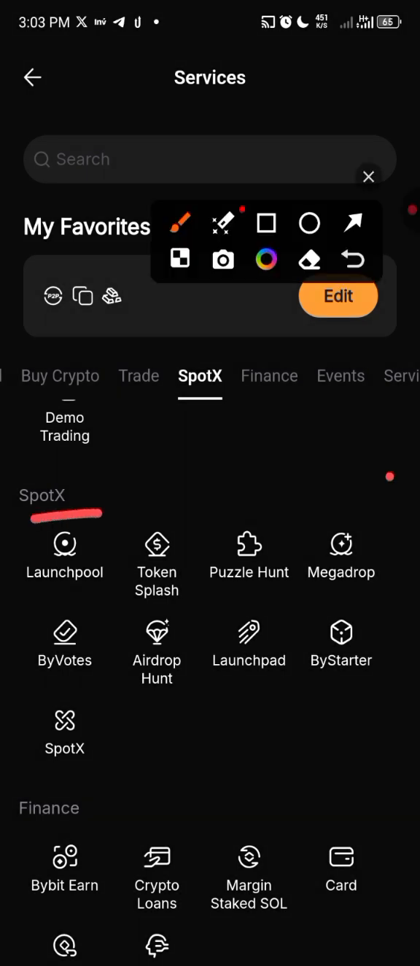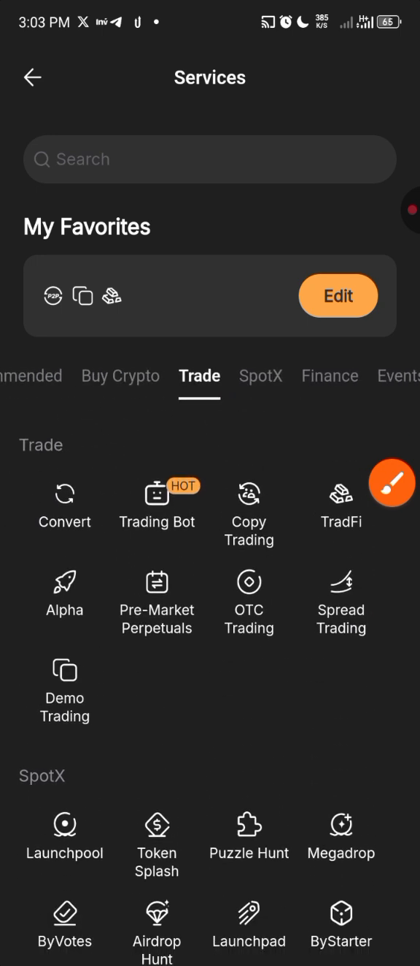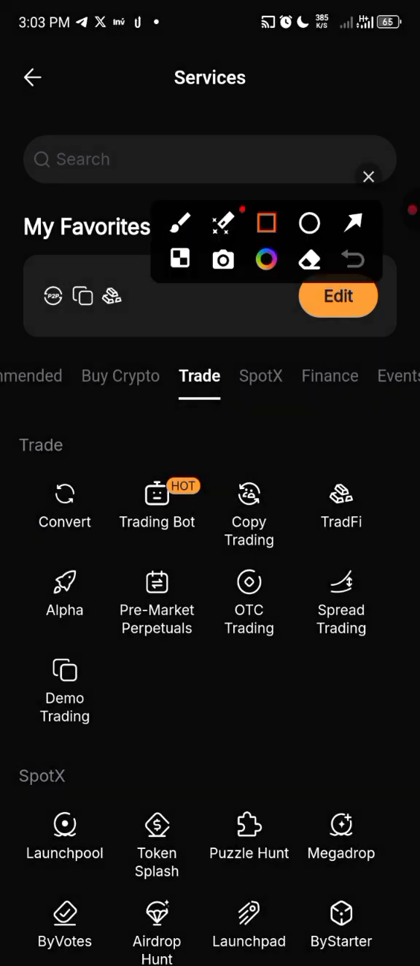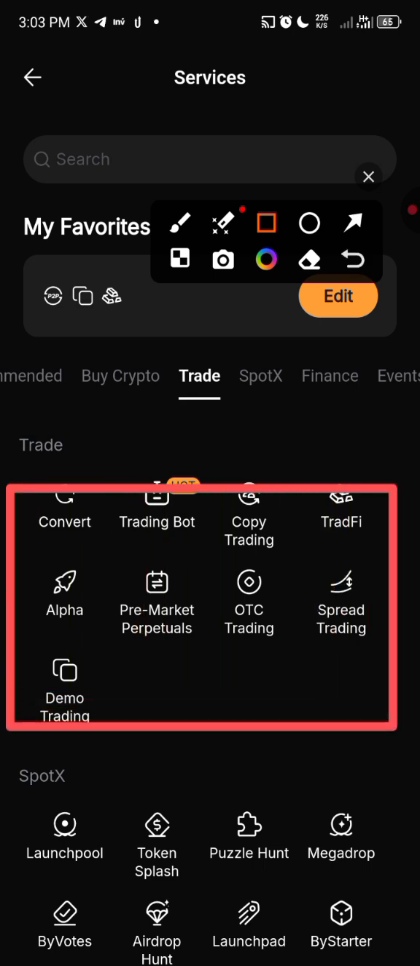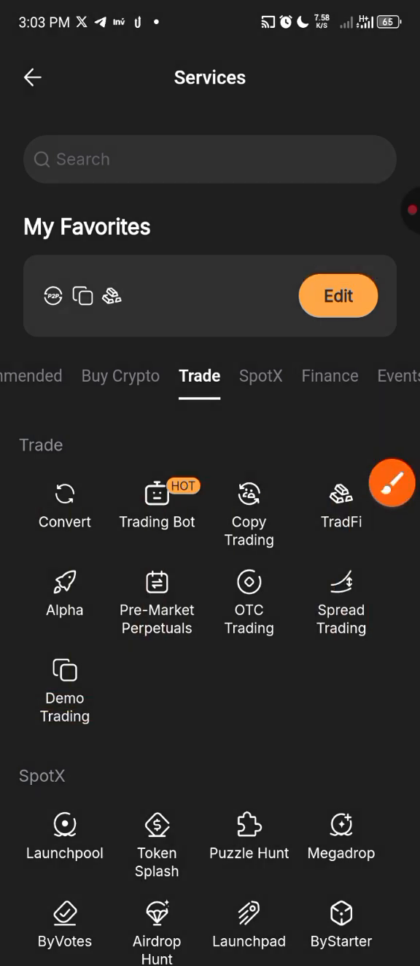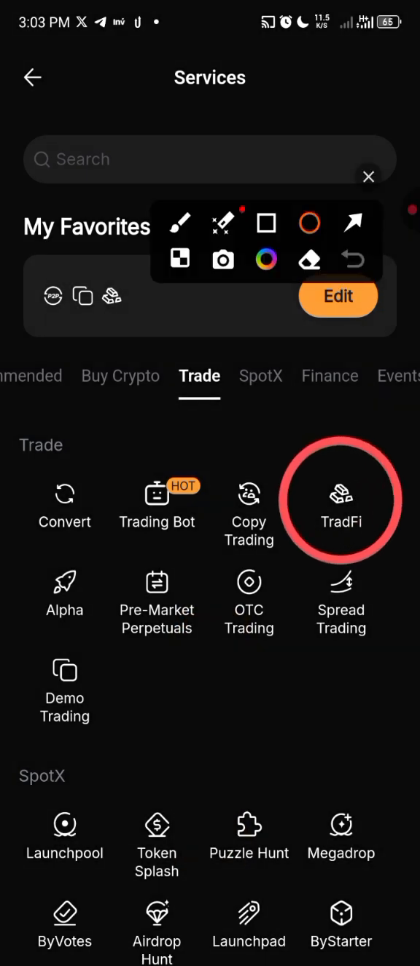You can see it right there. So there are a lot of things that you can do on Bybit, but here I want to focus right now on the trade, which is right here. This is what I want to focus on right now. Now, on this trade section, you can see just in this place, you can see trade file.